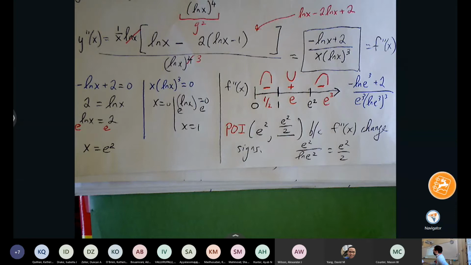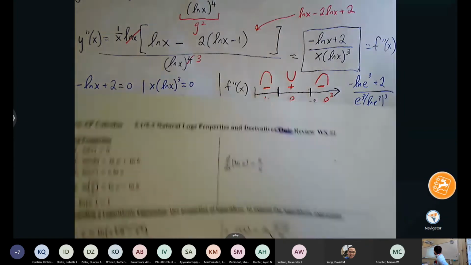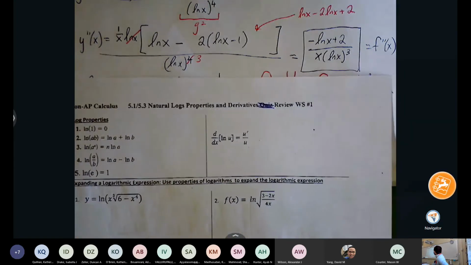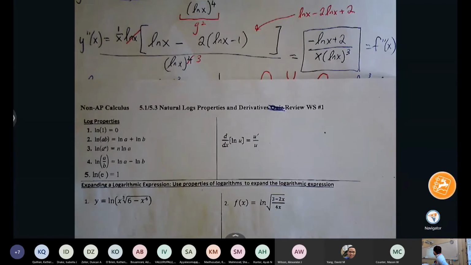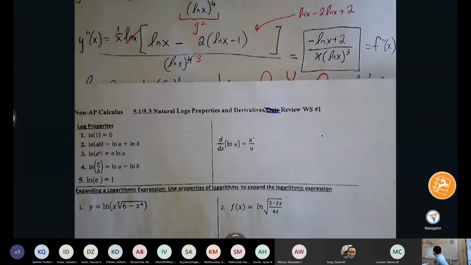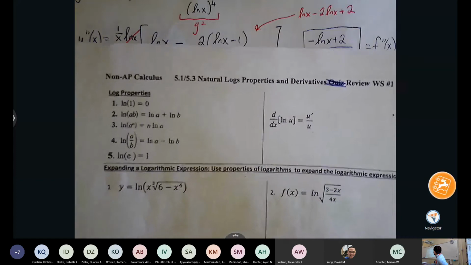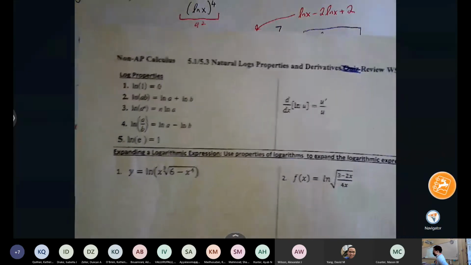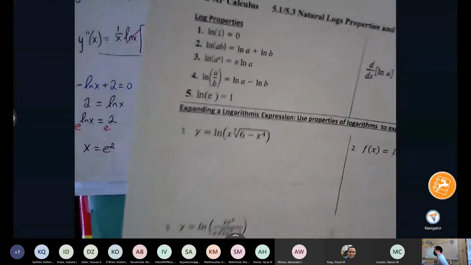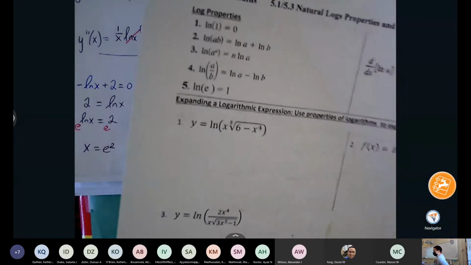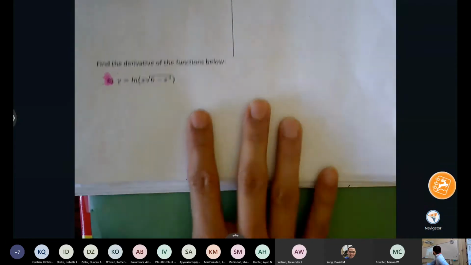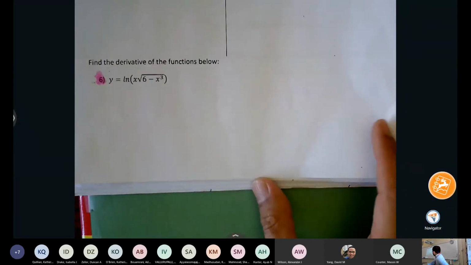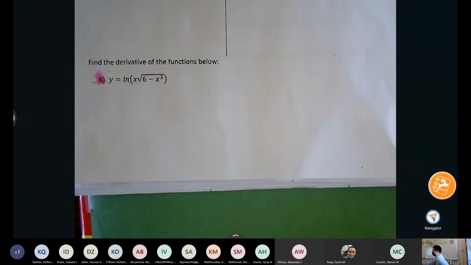Let's go to the 5153 properties worksheet. It's also under today's link, but we're going to skip most of the first parts because they're all just expanding, condensing. We're going to go directly to the derivative because, well, we have some expansion to do there as well. So are we good here? Okay. So on that handout, that worksheet, can you guys look at number 6?